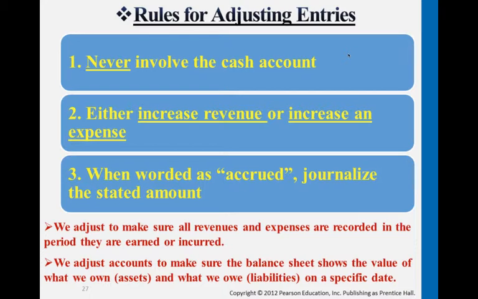Adjusting entries is just to try to figure out the part that we used up, for example, the prepaid rent, prepaid insurance that has expired. So all of these adjusting entries, the 5 categories, will never involve cash accounts. So the cash is either earlier been paid or the cash will come in later, afterwards.